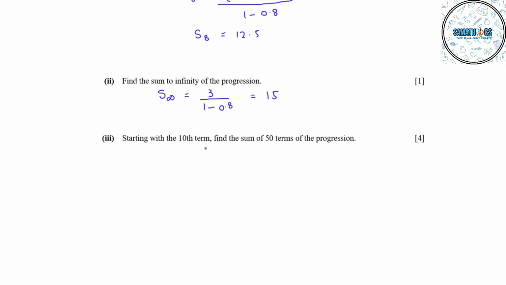Starting with the 10th term, find the sum of 50 terms of the progression. As we have to find the sum of 50 terms starting from the 10th term, we will consider the 10th term as the first term. The 10th term is equal to A r to the power 9, which is 3 into 0.8 to the power 9. And this 10th term is to be considered as the first term.